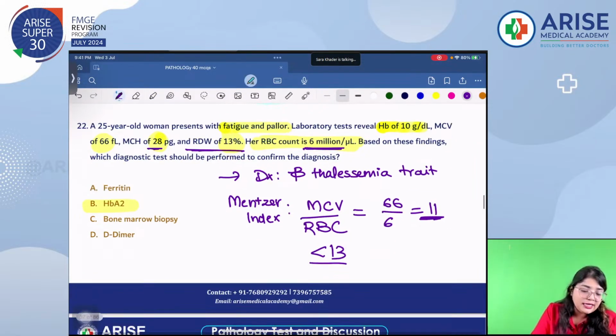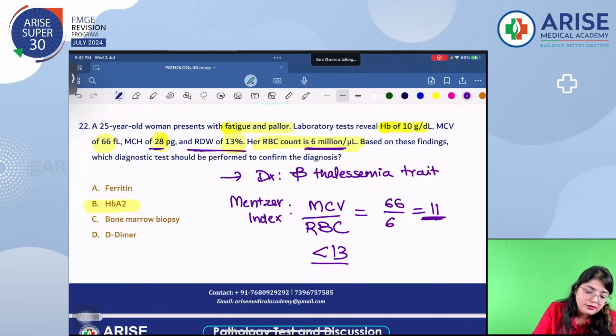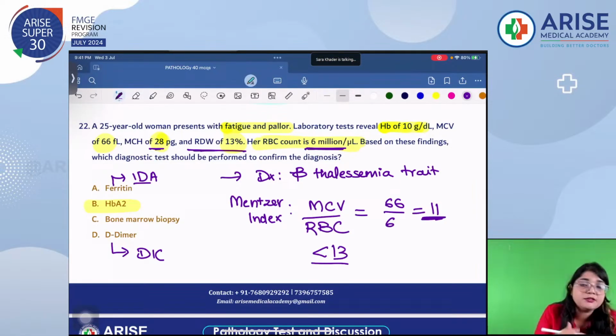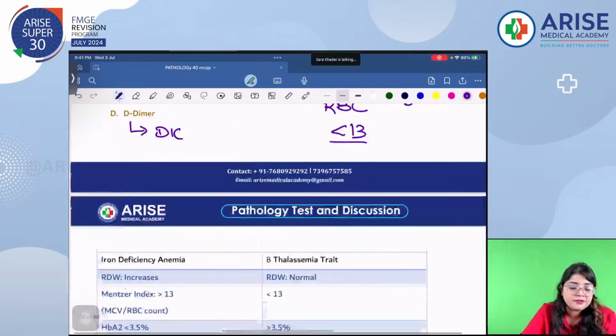Okay, this was a recent INI-CET question. Very important. Just try to recall. D-dimers, you can check for DIC. Ferritin for iron deficiency anemia. Remember, this is the most sensitive marker for iron deficiency anemia.